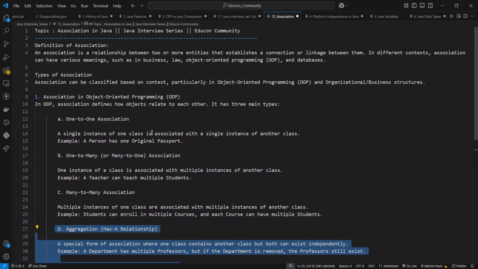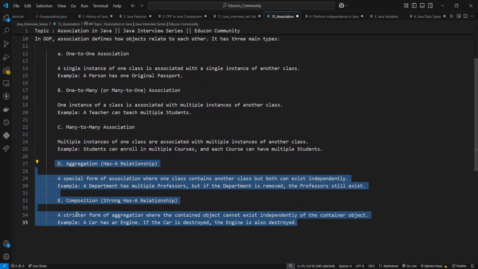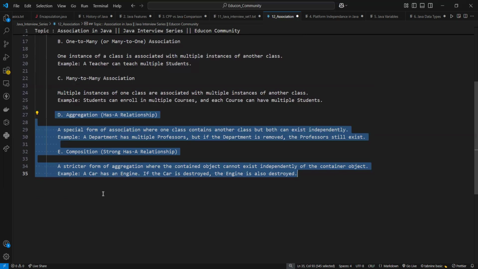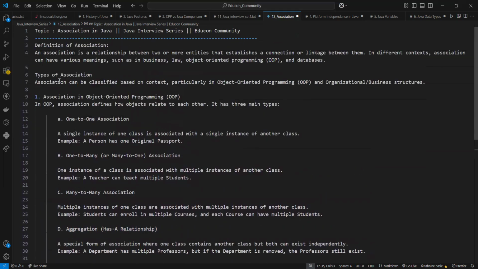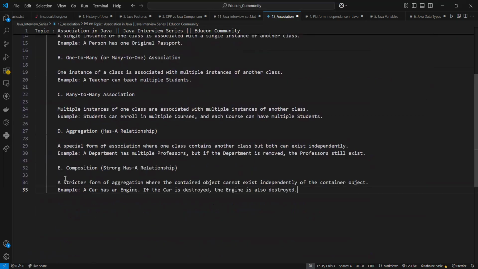From association, only these types of questions can be raised, nothing other than these: what is association, what are the types of association, and what is the difference between aggregation and composition. That's all, association is totally covered. Now we will jump into the next topics.